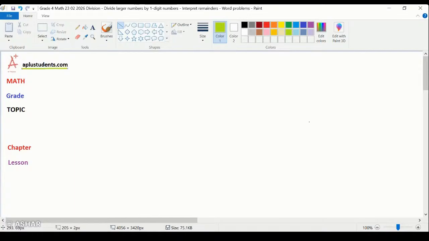Go to the website aPlusStudents.com. Then you need to select math as your subject. This is a grade 4 maths lesson, and the name of the topic is division.